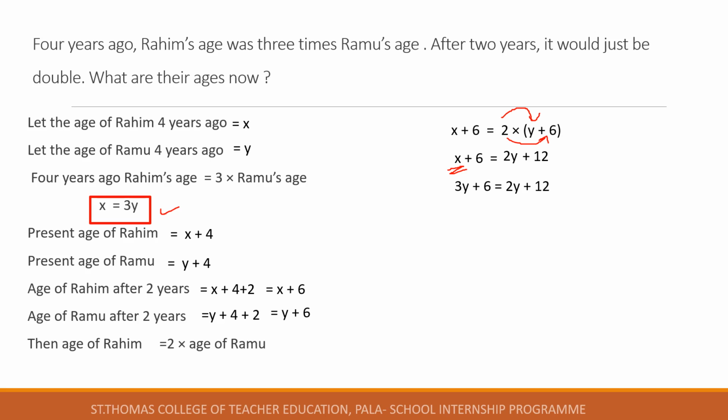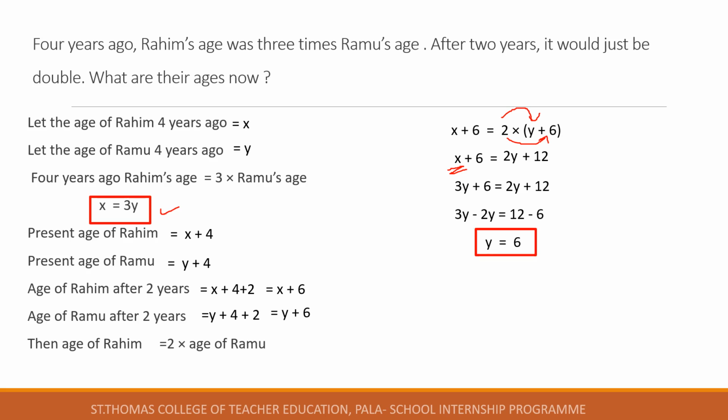And then what we get? Tell me. We are bringing 2y to LHS. So we get 3y minus 2y, isn't it? And we are bringing 6 to RHS. So what we get? 12 minus 6. So in total we get 3y minus 2y equal to 12 minus 6. And what is that? Yes, y equal to 6, isn't it? So we got the value of y also.